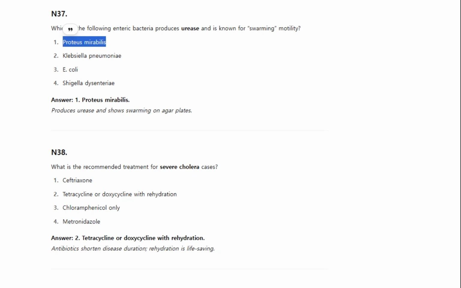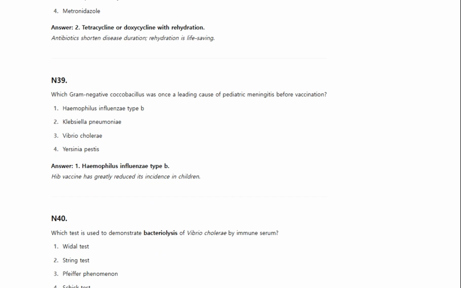N38. What is the recommended treatment for severe cholera cases? 1. Ceftriaxone. 2. Tetracycline or doxycycline with rehydration. 3. Chloramphenicol only. 4. Metronidazole. Answer 2. Tetracycline or doxycycline with rehydration. Antibiotics shorten disease duration. Rehydration is life-saving.